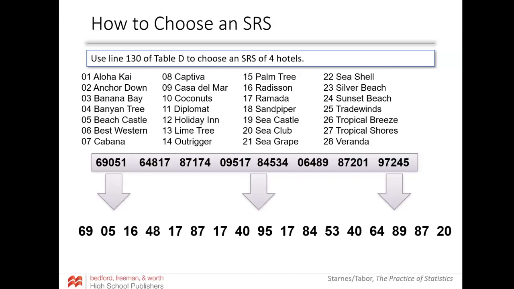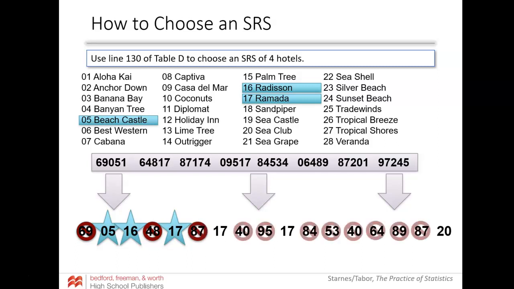So 69, that is not in my list. I end at 28, so no good. 5, Beach Castle, yeah, keep it. 16, Radisson, of course, keep it. 48, not in the list, ignore it. 17, Ramada. 87, not there. And then so on. So we hit 17, and then we hit 17 again, and then 20. Because we hit 17 three times, we ignored the repeats, and then finally we got to number 20, which is going to be our last hotel.